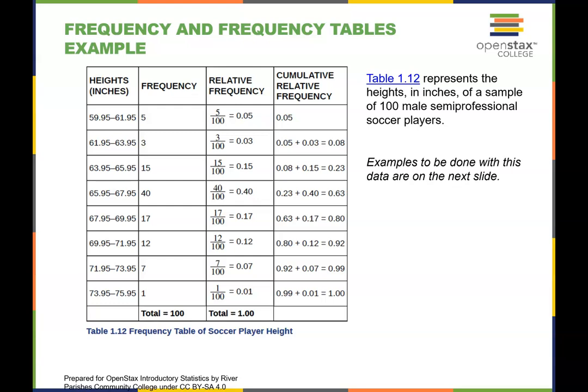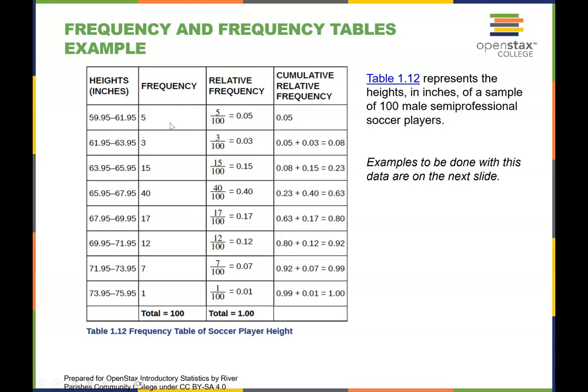So here's a frequency and relative frequency table. Usually we start with just the frequency. We might collect data for that. Sometimes we just have it given to us as the decimal or relative frequency. But this is heights in inches. And a lot of times you have the boundaries, so this one is 59.95 to 61.95. So it's getting that little bit on the boundary. This represents the heights in inches of a sample of 100 male semi-professional soccer players.